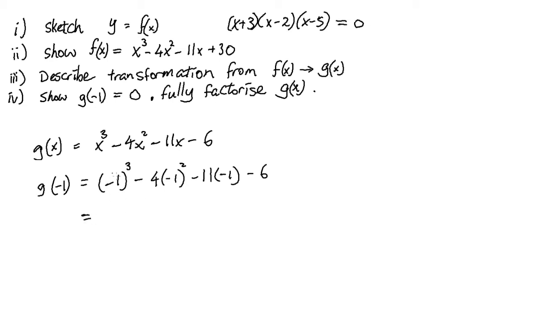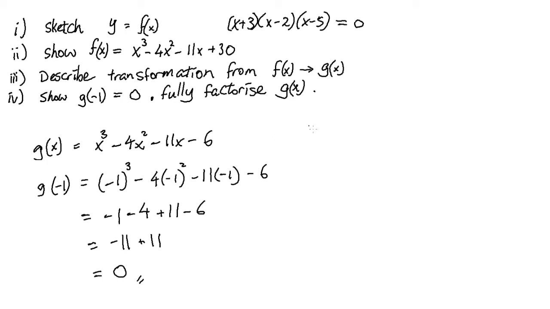So minus 1 cubed is just simply minus 1, and subtract the 4 times a positive 1, so it is still subtract by 4, and this is minus 11 multiplied by minus 1, so that is add 11 and just subtract by 6. Minus 1 minus 4 minus 6 is minus 11, so you get minus 11 plus 11, which gives you 0. So we have shown the first part of the question, and now we need to fully factorize g of x.